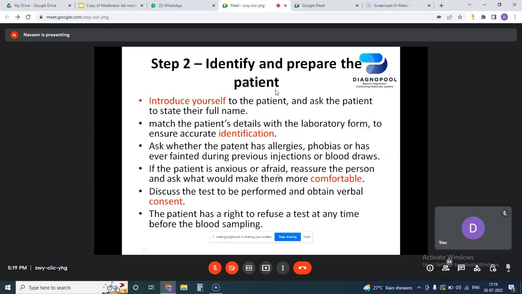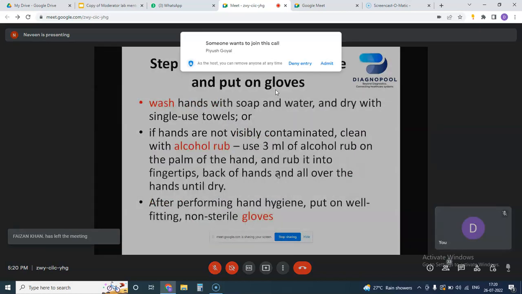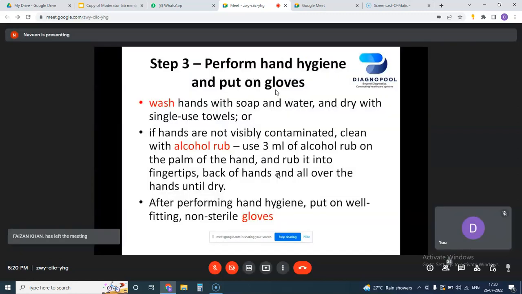So once the area is identified, then you should do hand hygiene and put on the gloves. So wash your hands with soap and water, and dry them. Or if the hands are clean, you can also use the alcohol rub. In the alcohol rub, around 3 ml of alcohol is taken and applied in the palm, rubbing into the fingertips, back of the hands, and all over the hands until it is dry. Then put on gloves of appropriate size.